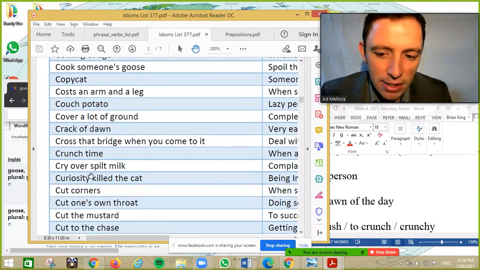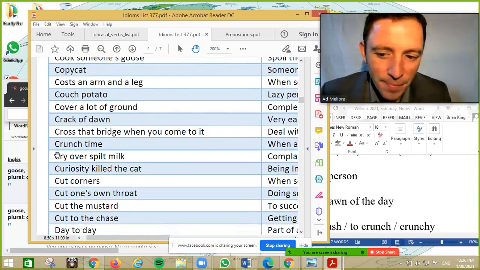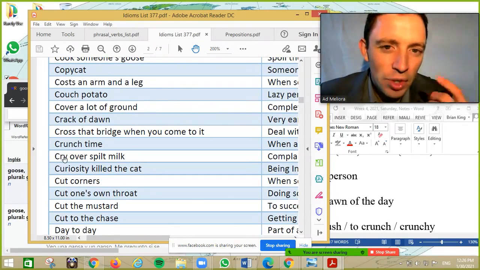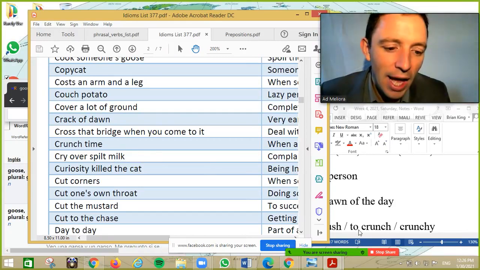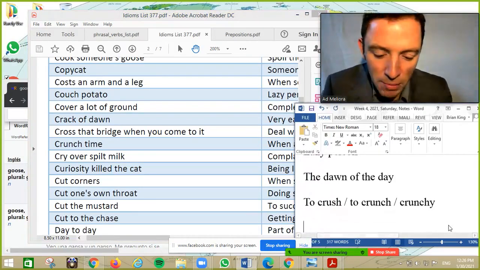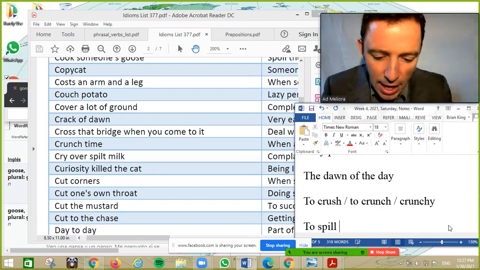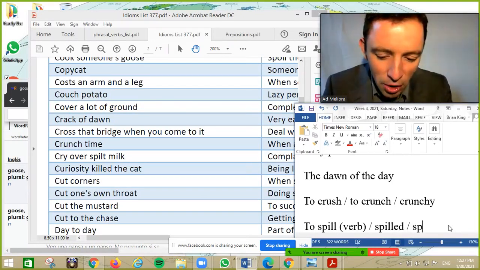And two more. So cry is llorar. So llorar, romper a llorar, to cry in English. And over is sobre. So llorar sobre milk is leche. And the verb is to spill. And the past is two possibilities, spilled or spilt.